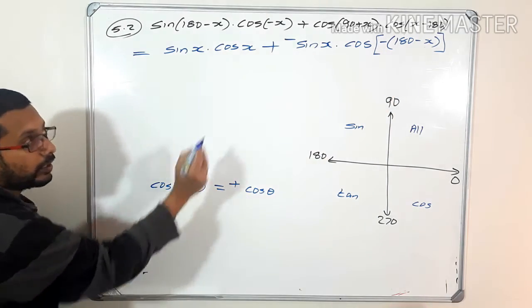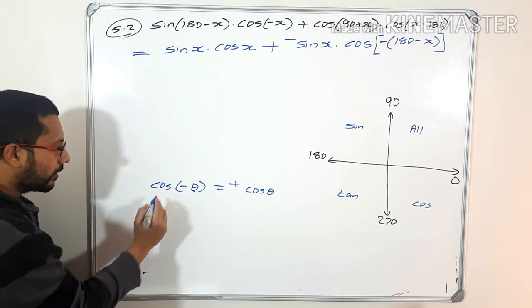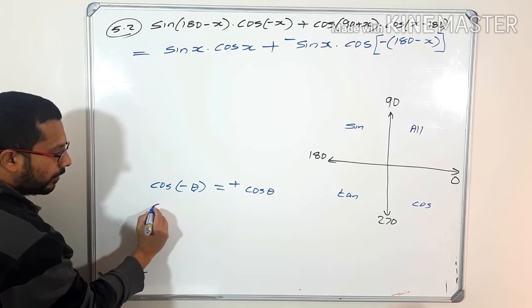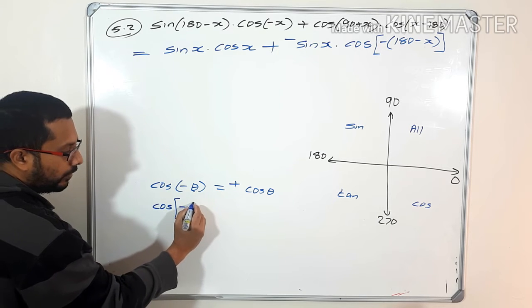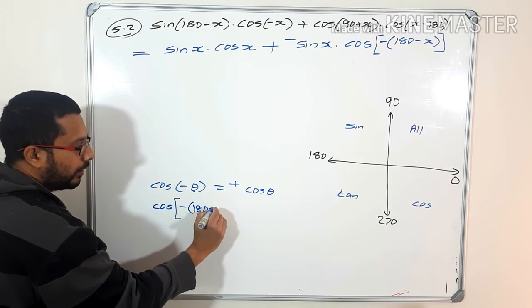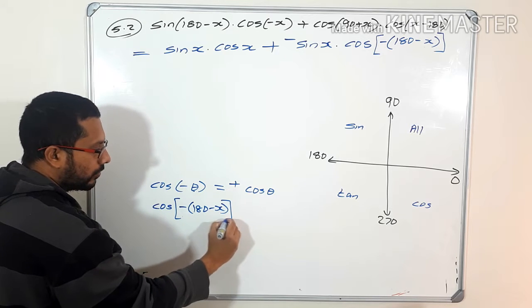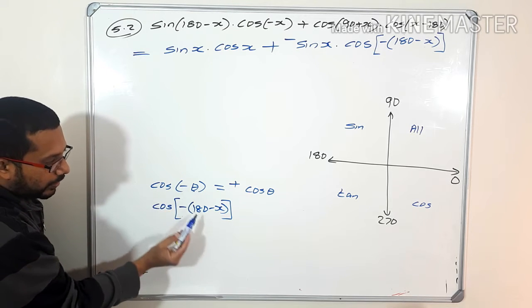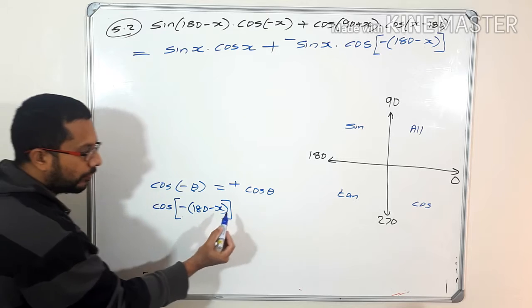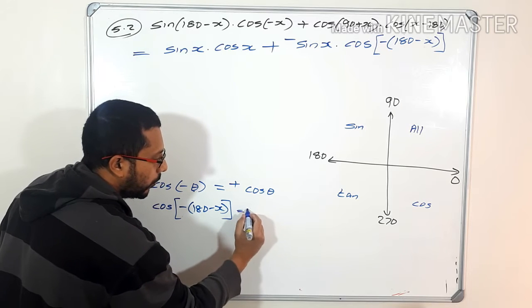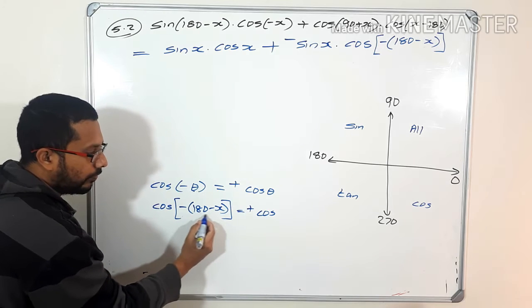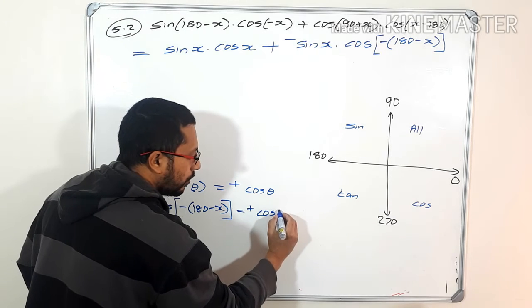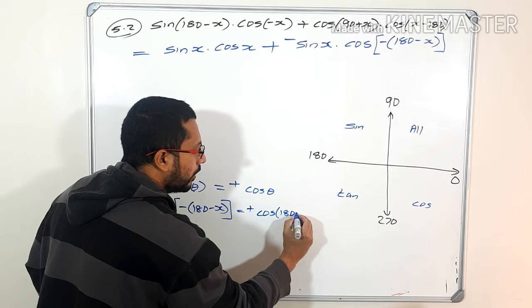Instead of this theta, there it is 180 minus x. So this minus is there. Cos of, this minus is here, then 180 minus x. So you can see that instead of this theta, we have 180 minus x. So what are we supposed to write? Positive cos theta. What is our theta here? 180 minus x. That means cos of 180 minus x.